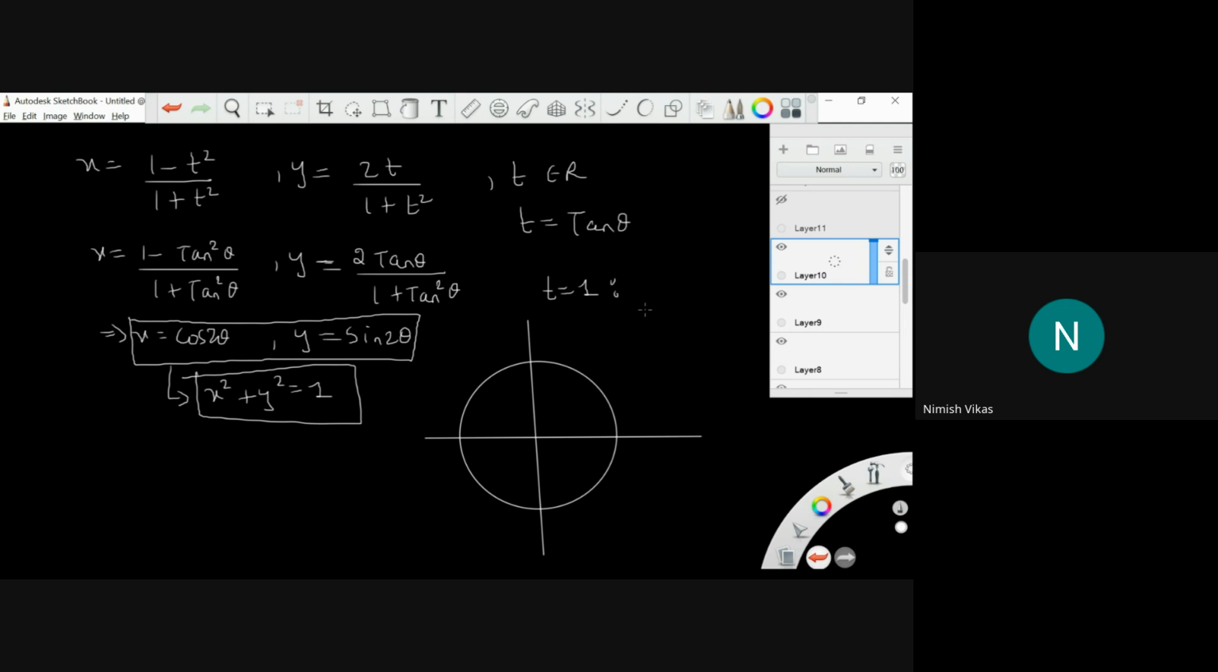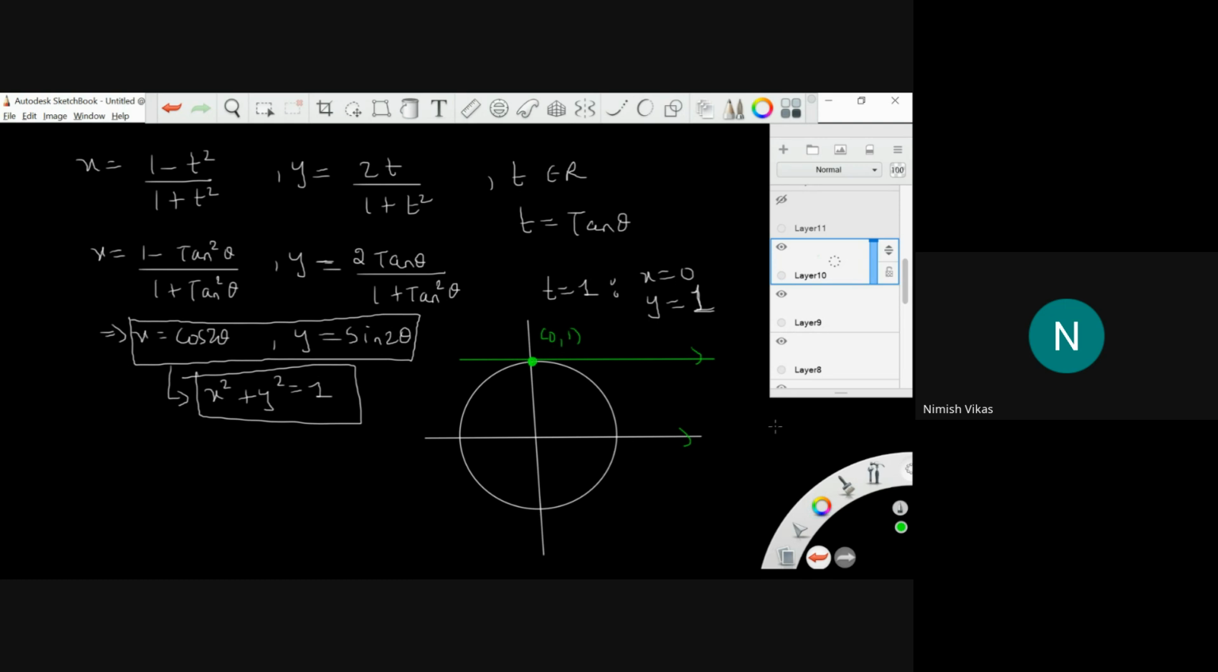See the formula, see the question. When t is equal to 1, what is x? 0. What is y? 1. So the point is (0, 1). Where can you see (0, 1)? At the top. This is the point (0, 1). Since it's a topmost point, you can draw a tangent as well. So this will be a horizontal line parallel to x-axis.